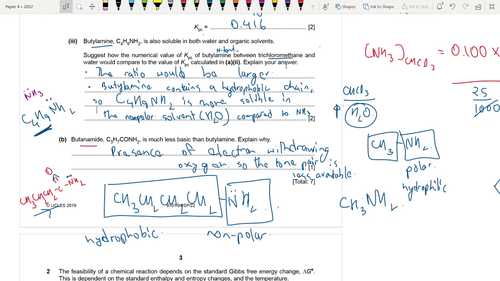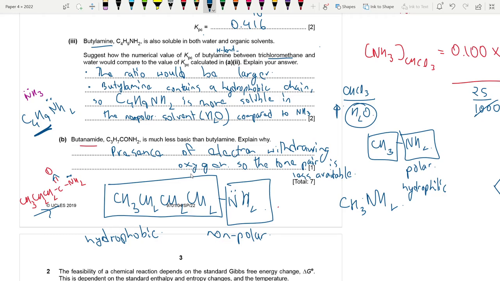Okay, so why is butanamide much less basic than butylamine? So remember, the strength of a base is actually dependent on the availability of the lone pair. We know that bases are proton acceptors. So the strength of a base is dependent on the availability of the lone pair. Butylamine is a stronger base. Why? Because the alkyl group has a positive inductive effect. It makes the electrons, the lone pair, more available.